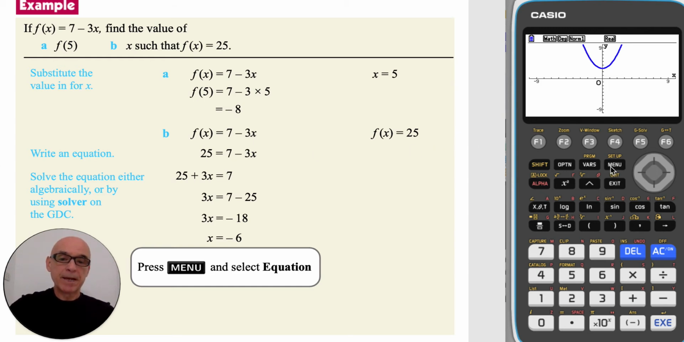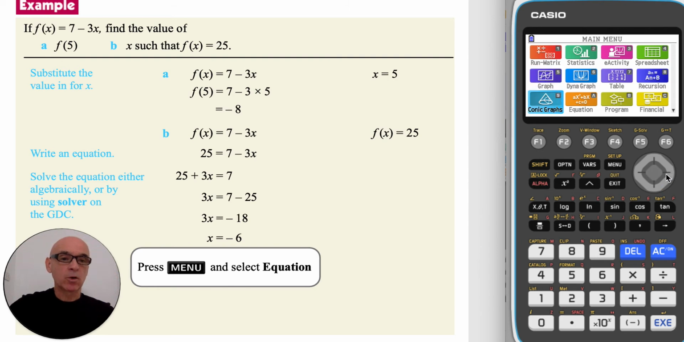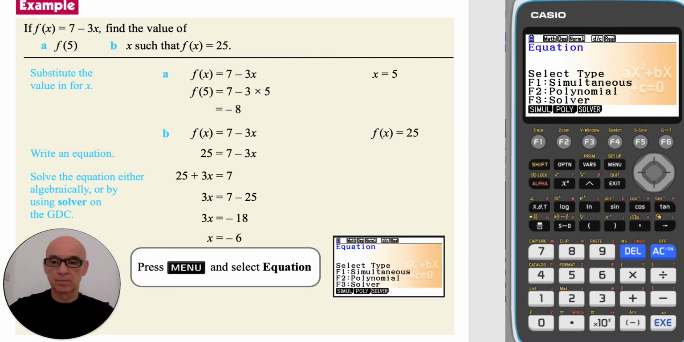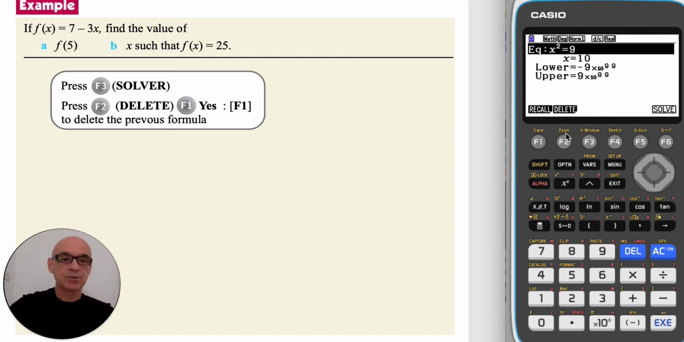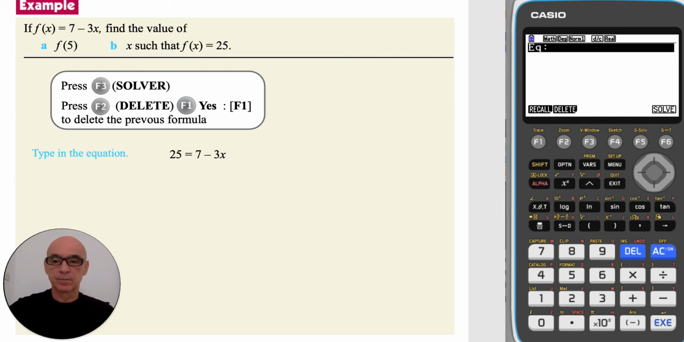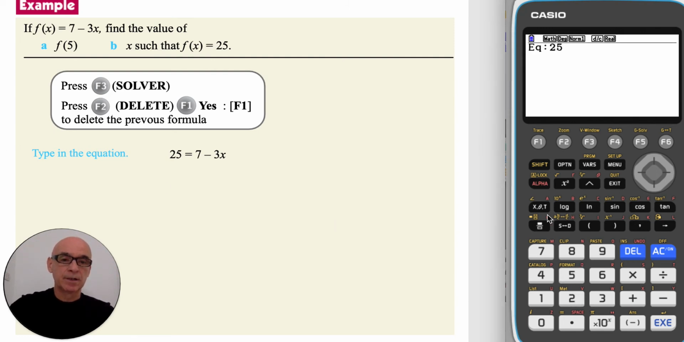So from the main menu, if we select equation, and then press F3 for solver, and F2 to delete any previous formula, and F1 to confirm that deletion. Typing in the equation to solve, so that's 25, and then shift to get down to the equals, and 7 take away 3, and pressing the X variable button.